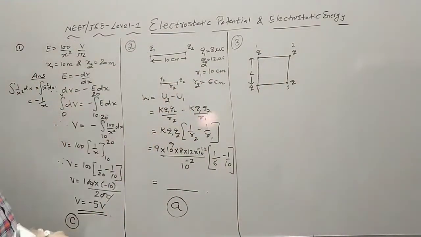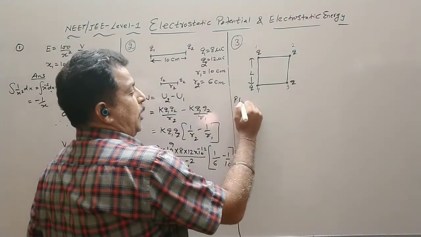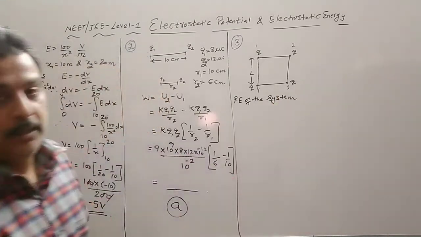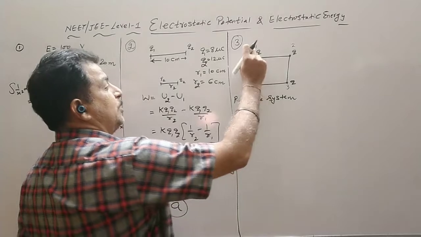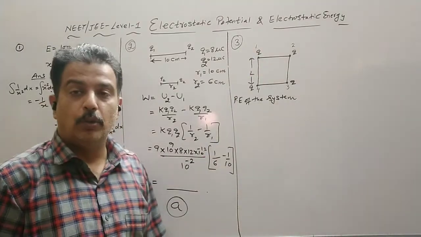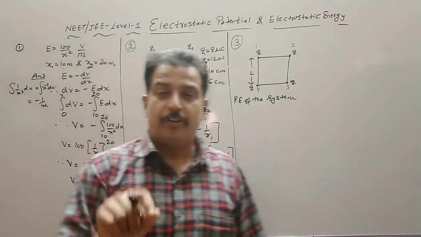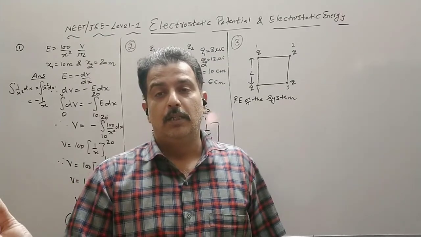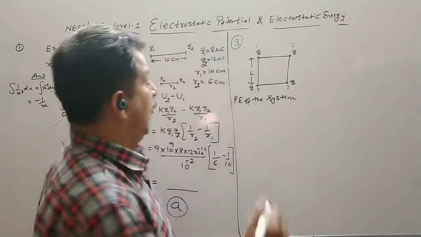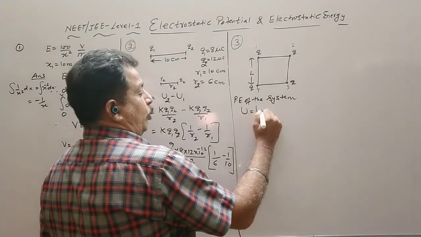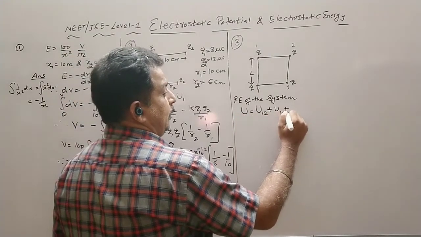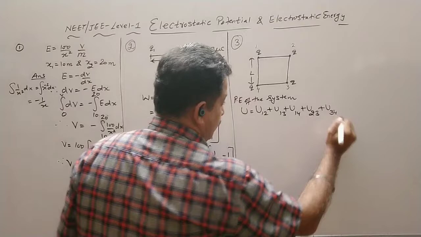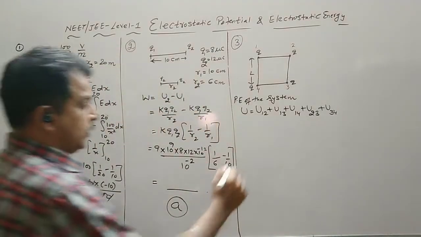So what will be the potential energy of the system? Now we have done the formula. When the first charge is brought, the work done is 0. Then the second is brought against the first, so the potential energy of the system increases. Then the third is brought against 1 and 2. Then the fourth is brought against 1, 2 and 3. And if you remember, the formula was U12 plus U13 plus U14 plus U23 plus U34 and so on. So this is the potential energy of the system.